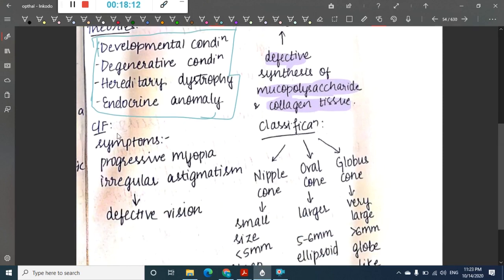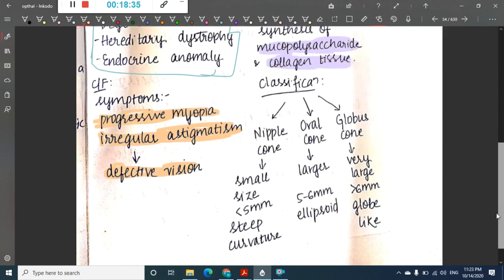Next, what are the symptoms of this keratoconus? This keratoconus will lead to progressive myopia. It will lead to irregular astigmatism, which will progress to defective vision. In the beginning, it will have progressive myopia and irregular astigmatism, which will progress to defective vision.